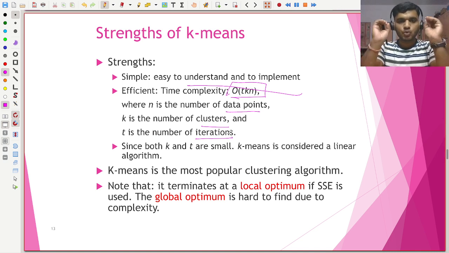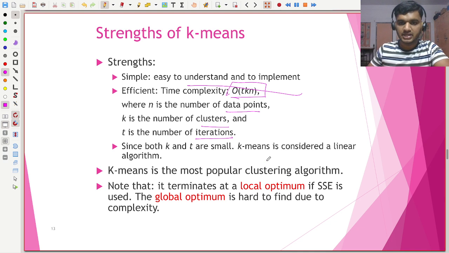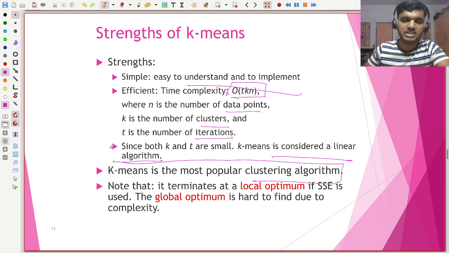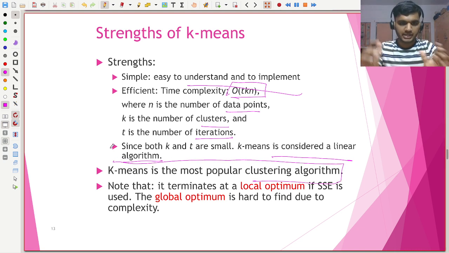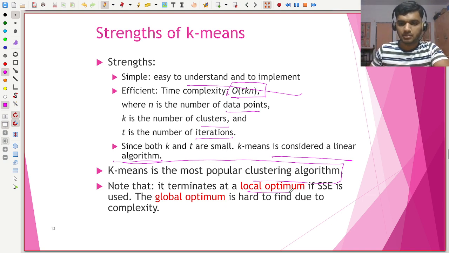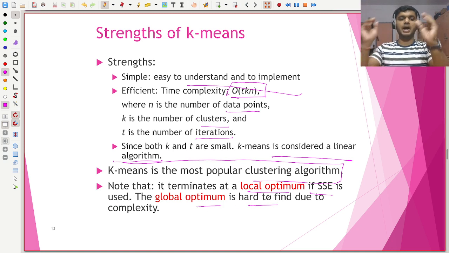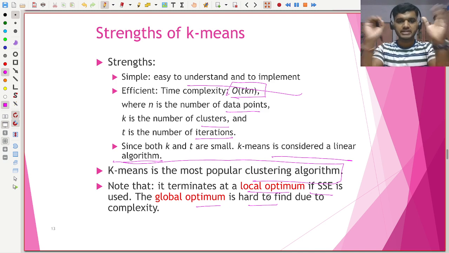So since both k and t are small, k-means is considered a linear algorithm. K-means is the most popular clustering algorithm in machine learning. Note that it terminates at a local optimum if SSE is used. The global optimum is hard to find due to complexity.